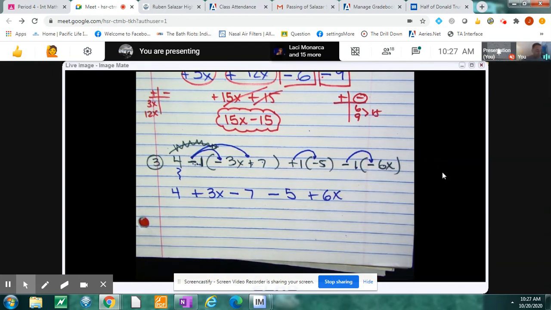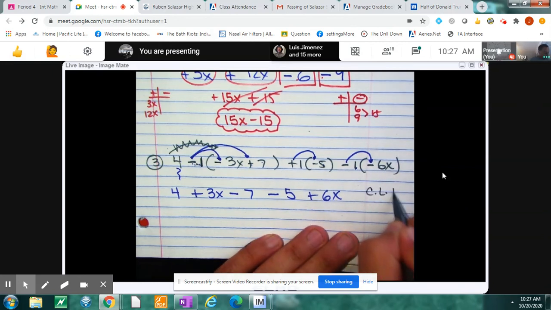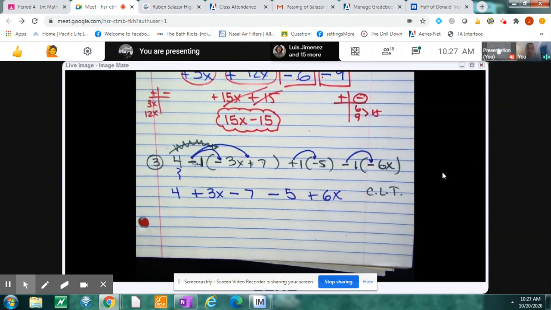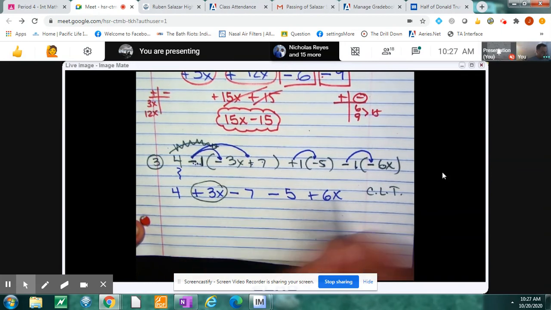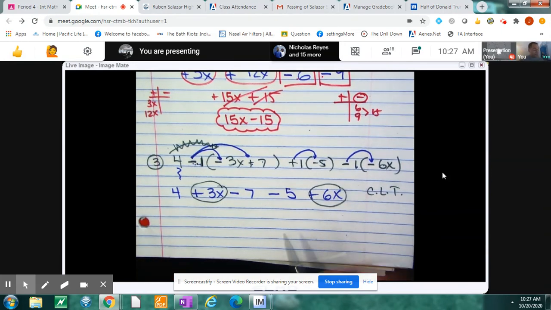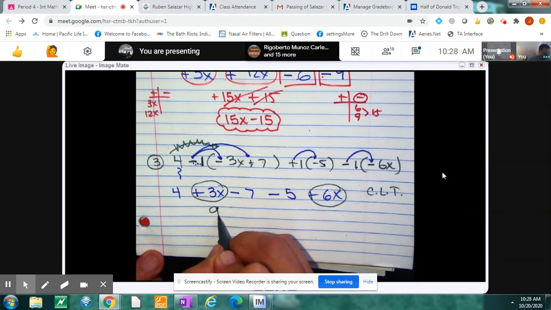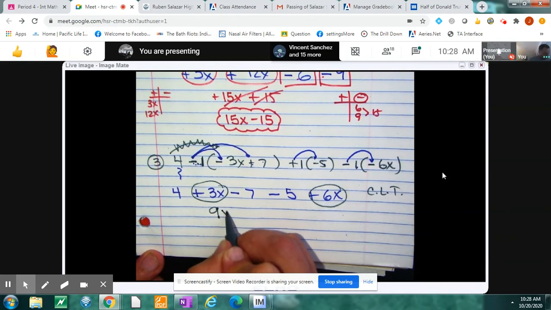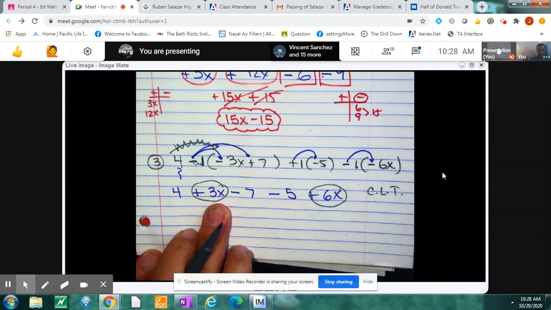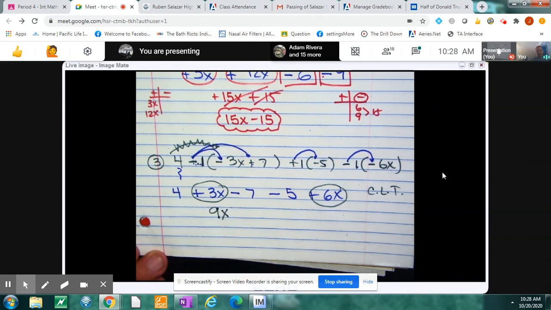Now, combine like terms. So what are we combining? Let's see. Who's here? Luis. What do we combine? Let's do the x's first. 3x and 6x. And what's that? What's 3x plus 6x? 9x. Oh, yeah.